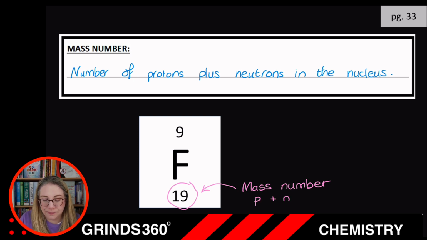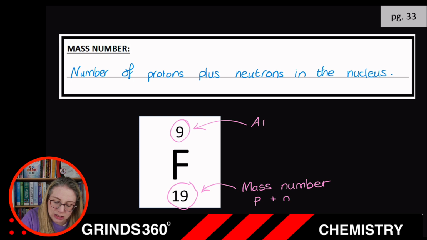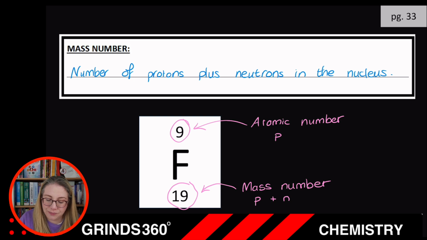Now, based on fluorine, we saw up here the 9 on the previous slide was the atomic number. Now, the atomic number gives you the number of protons in the nucleus. Whereas down here, we have, so for this, we know that we have 9 protons.